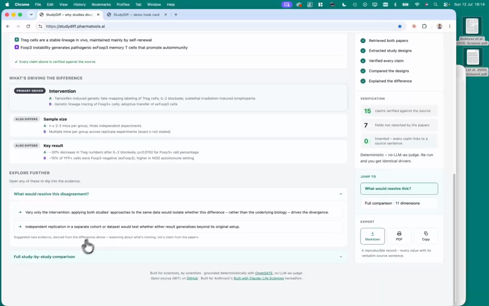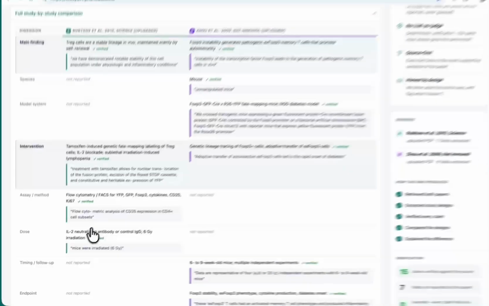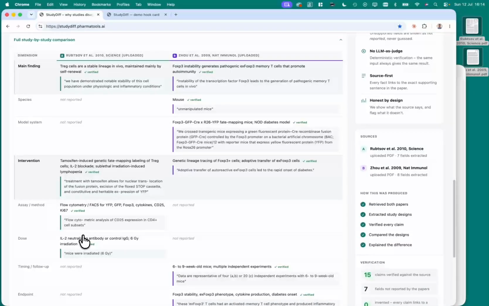But the most important part is trust. Every finding links back to the exact sentence it came from, not a paraphrase, the original sentence. Verification is deterministic. Every quote must exist as an exact substring of the paper. This isn't a language model grading its own homework.